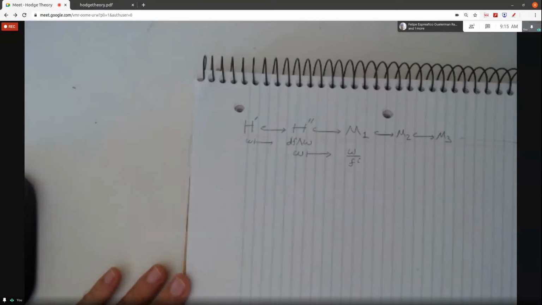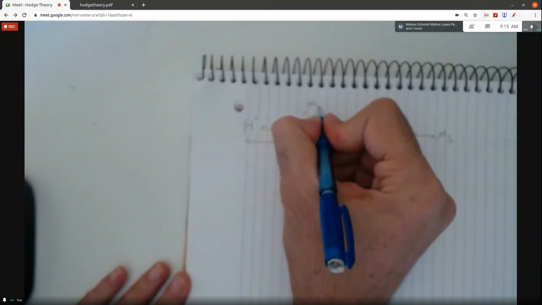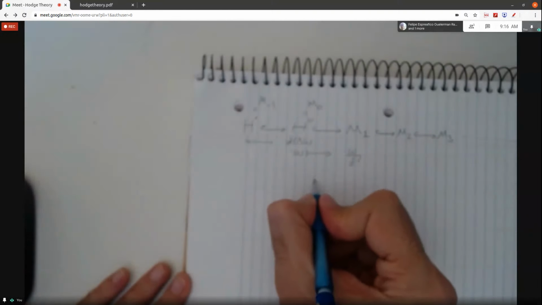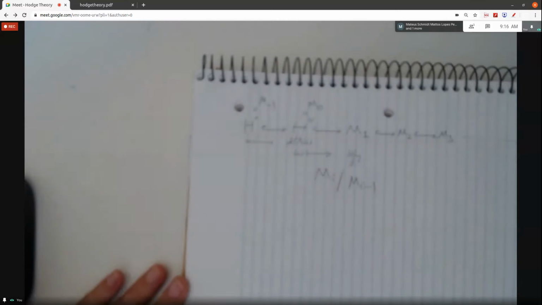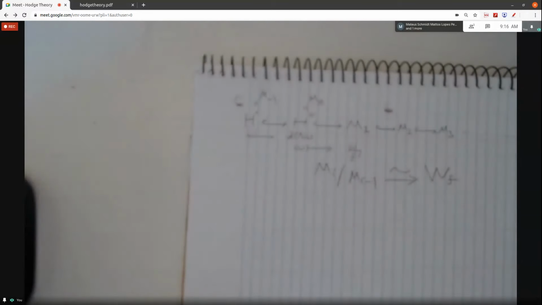And it turns out that if we name this one, for example, M0, and let's call this one M_{-1}, then the quotients M_I by M_{I-1} are all W_f. Anyway, these are purely algebraic statements.